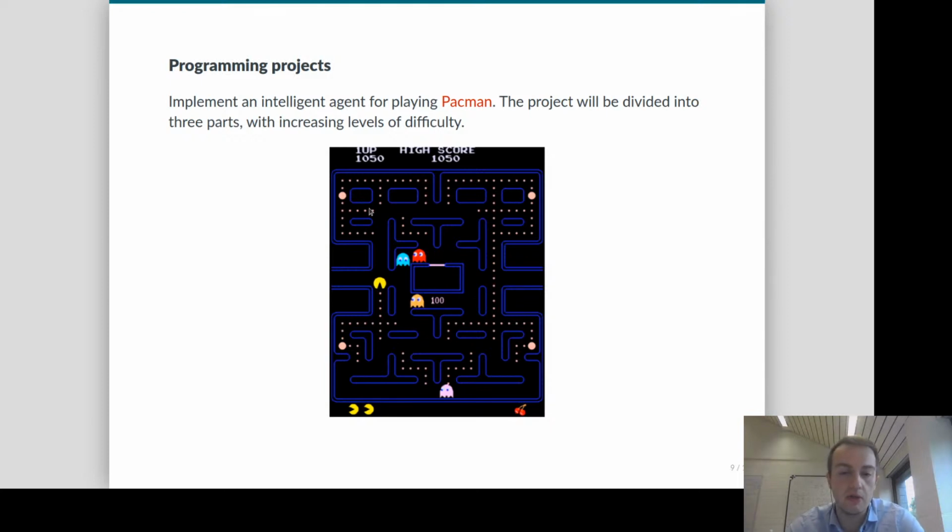In the second part of the project, we'll add the ghosts, so you will have to learn how to avoid them. And finally, in the third part of the project, since ghosts are ghosts, you will no longer be able to see them, but you will still be able to more or less locate where they are with some level of uncertainty, and then you will have to take that into account to move in the maze. But more details about the projects will be given later.